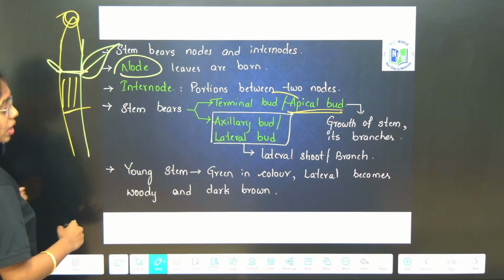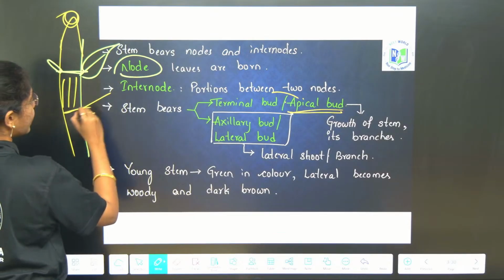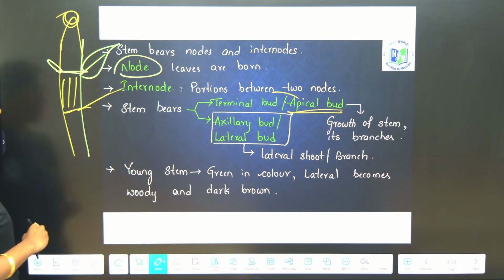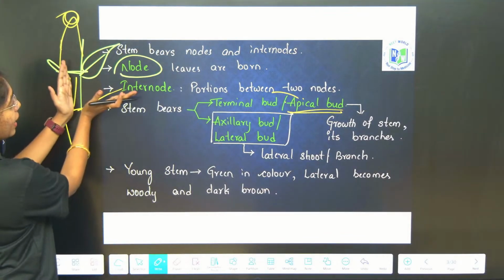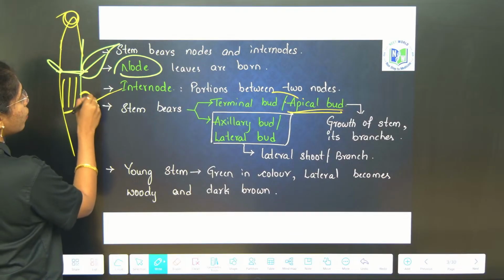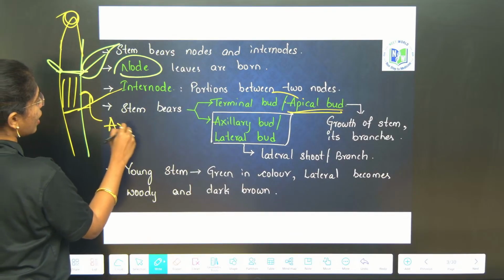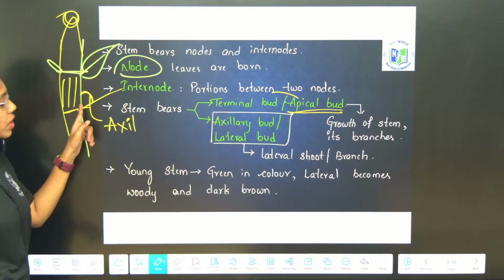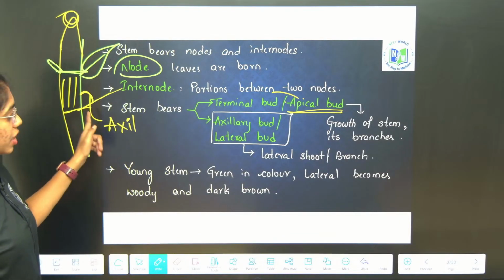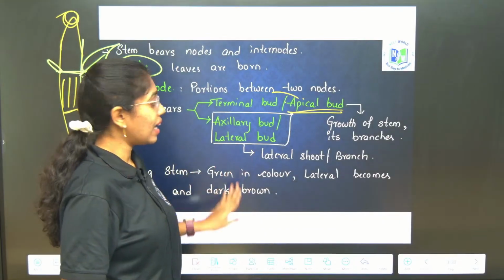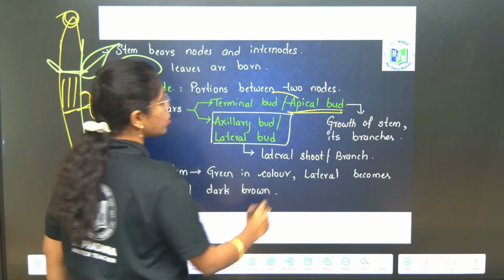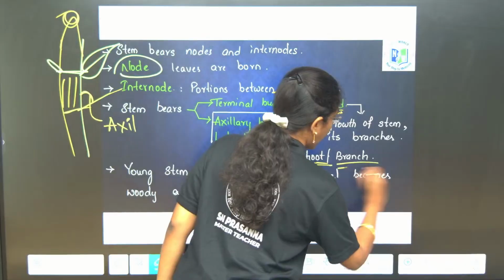Lateral bud or auxiliary bud is grown at the axial region. What is the axial region? The upper portion of the stem and leaf will make an angle over here. That angle is called as axil. Bud which arises from this axial region is called as axillary bud, which is also known as lateral bud. This gives rise to lateral shoot and branch.